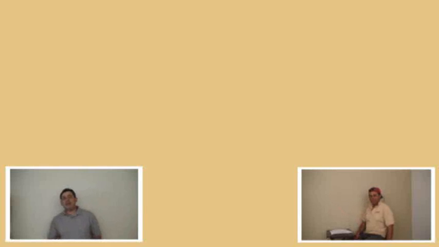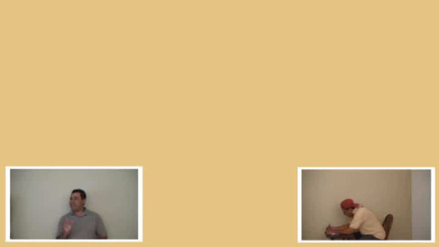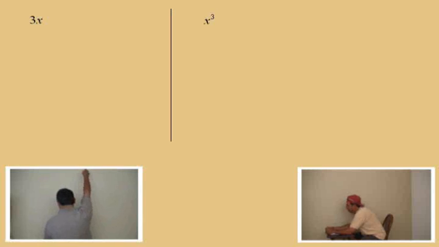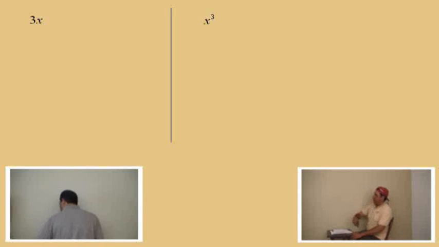The first thing we're going to talk about is some differences between exponents and multiplying a number by a variable, because that tends to give students a problem. So let's list our first thing. What we have here is 3x and x cubed. So Charlie, what does 3x mean? x plus x plus x.